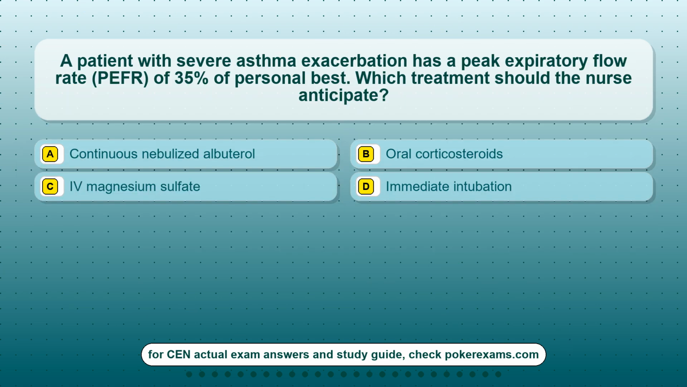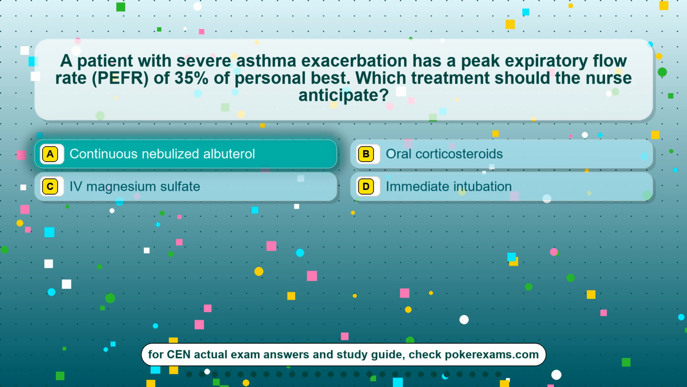Question 8. A patient with severe asthma exacerbation has a peak expiratory flow rate, PEFR, of 35% of personal best. Which treatment should the nurse anticipate? Option A, continuous nebulized albuterol. Option B, oral corticosteroids. Option C, IV magnesium sulfate. Option D, immediate intubation.